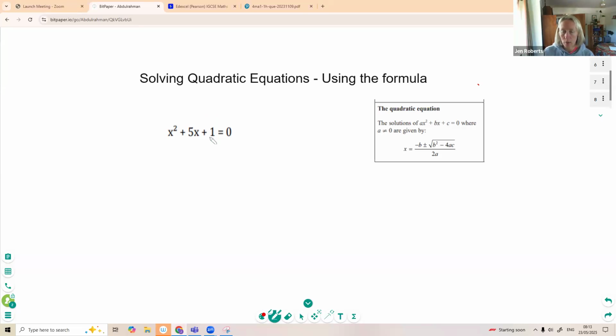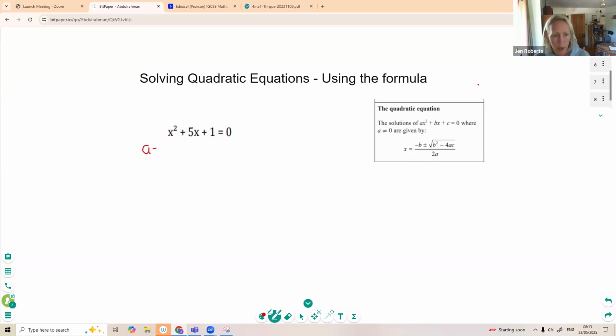This would tend to show up on the calculator paper, and they might ask to give the answer to 3 significant figures or 3 decimal places, which usually gives away that you do need the formula, or they might specifically ask you to use the formula. First of all, we need our a, b, and c. Most examples give the formula. If you're not lucky in that case, you'll have to memorize it.